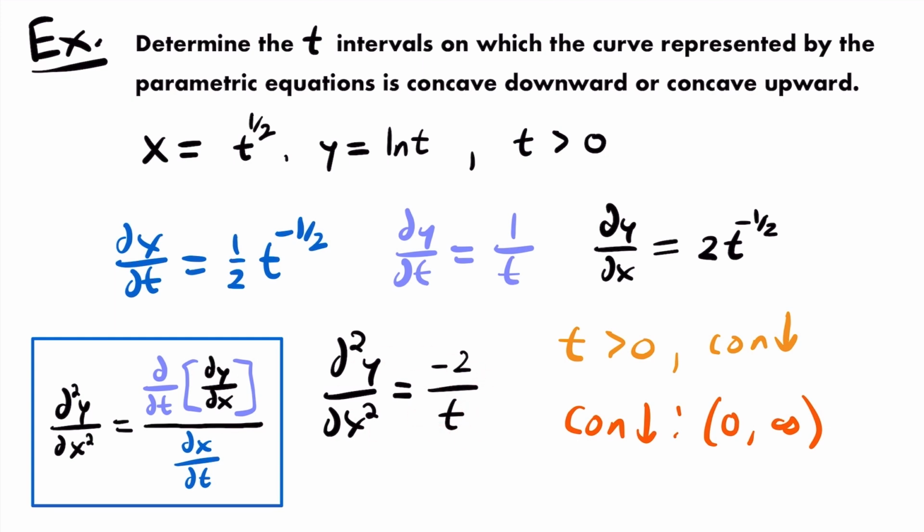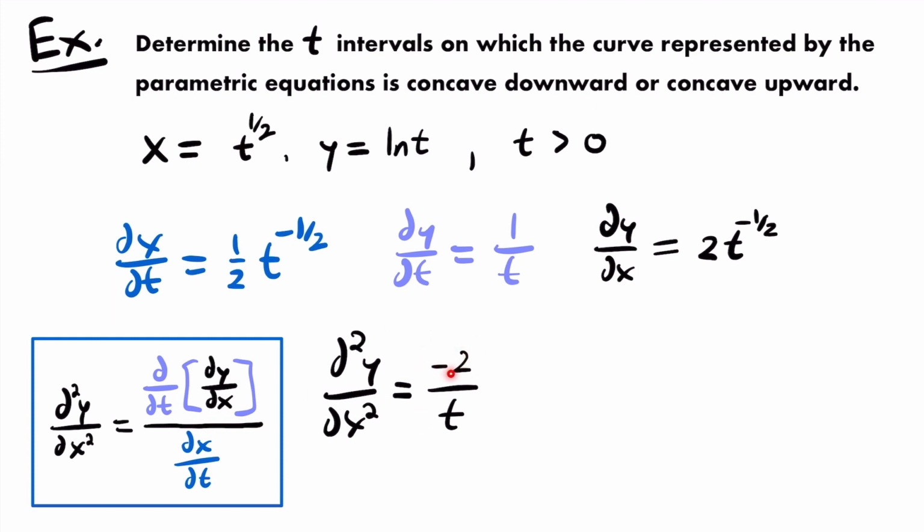So what we can do to find potential points where the concavity might change is set the numerator and denominator of our second derivative equal to 0, solve for any values of t, and then use those values of t to help us determine our intervals of concavity. Right, so in this case, there's nothing that would make the numerator of this second derivative equal to 0. Negative 2 is always going to be negative 2. There's no value of t in this numerator that will change that value. But in the denominator, we have t.